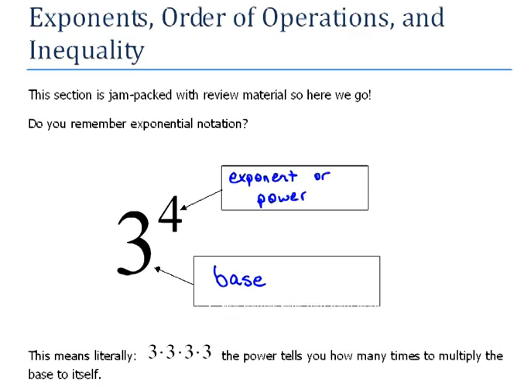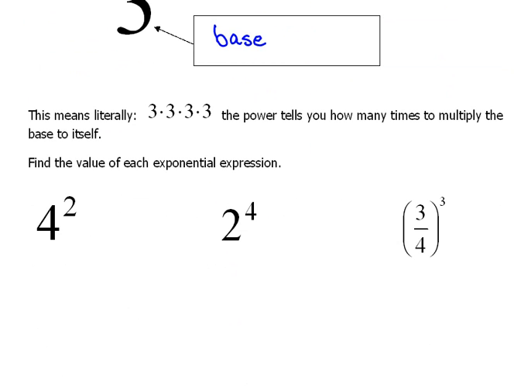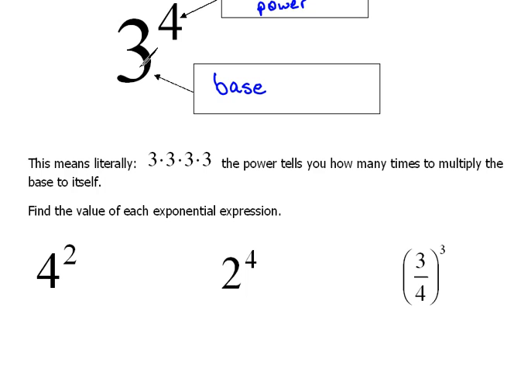Okay, just again as a refresher, when we see this 3 to the 4th, the base is what's telling you what you're multiplying. The exponent tells you how many times to multiply it. So 3 to the 4th literally means 3 times 3 times 3 times 3. The power tells you how many times to multiply the base to itself. Very important. It's very important that you understand that definition, because we'll use that over and over again.